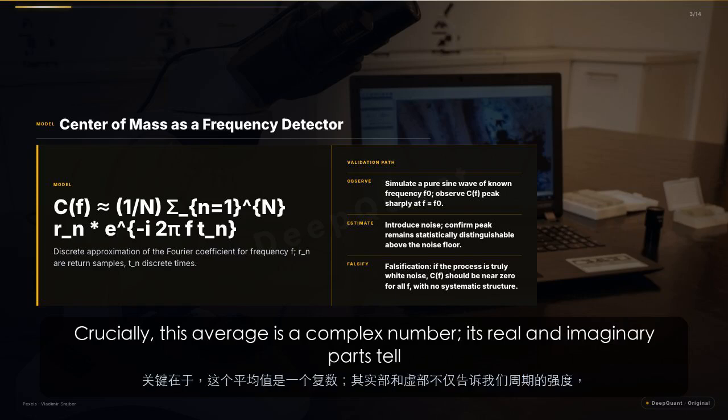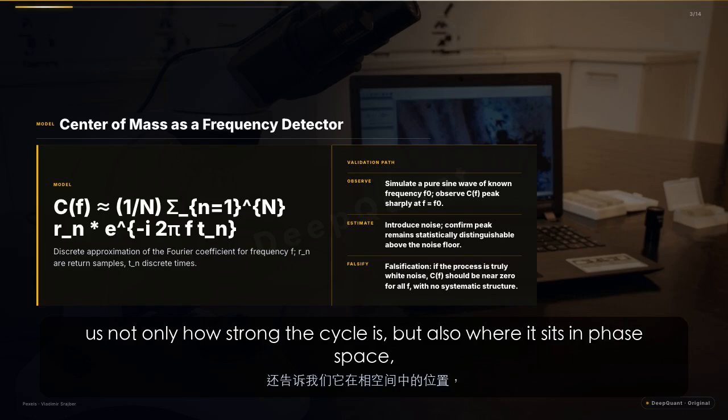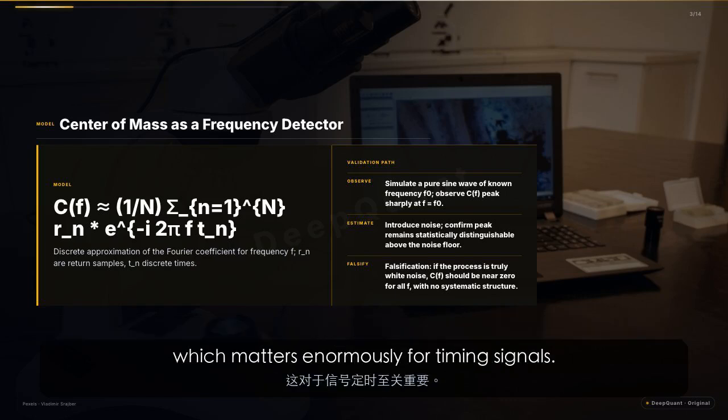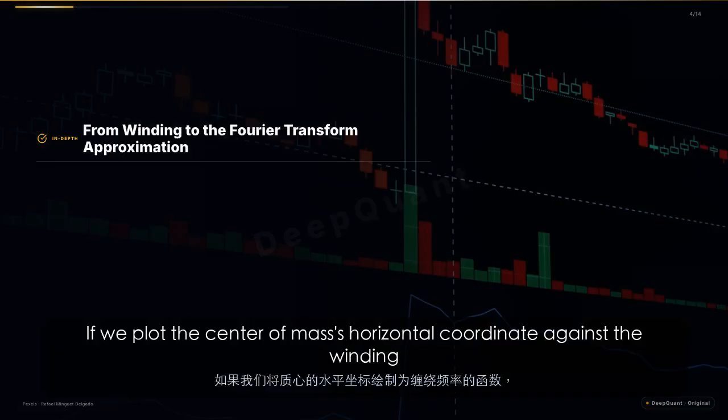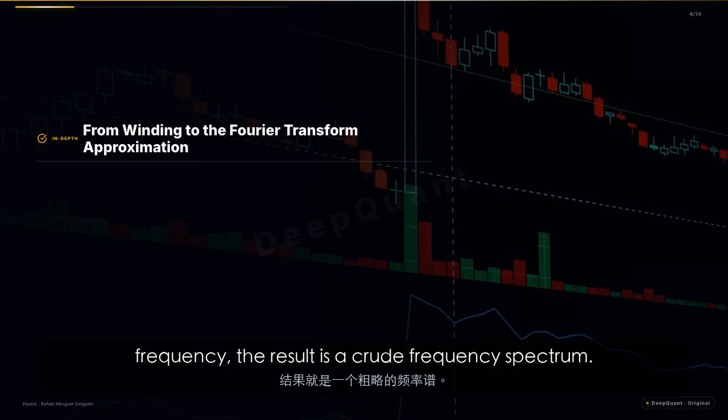Crucially, this average is a complex number. Its real and imaginary parts tell us not only how strong the cycle is, but also where it sits in phase space, which matters enormously for timing signals. If we plot the center of mass's horizontal coordinate against the winding frequency, the result is a crude frequency spectrum.